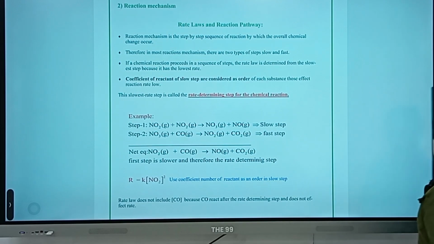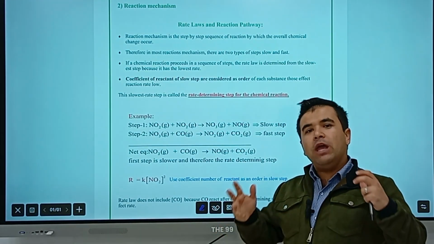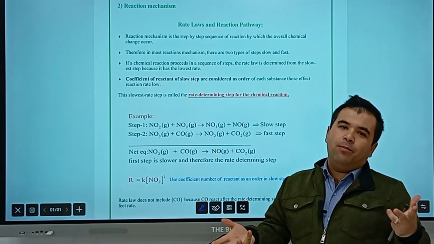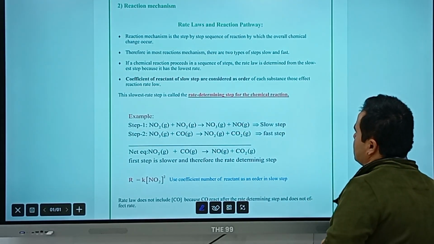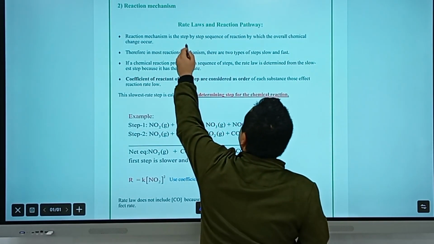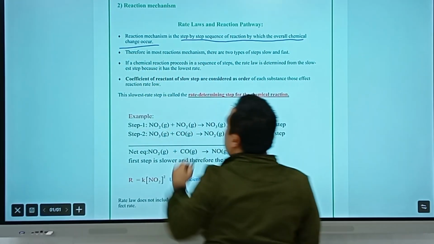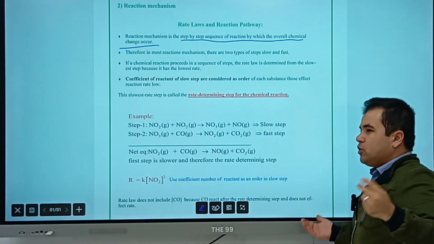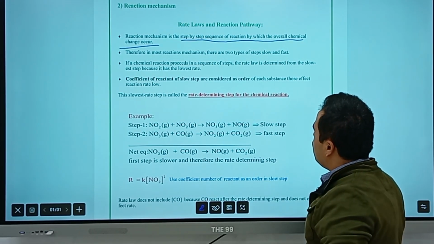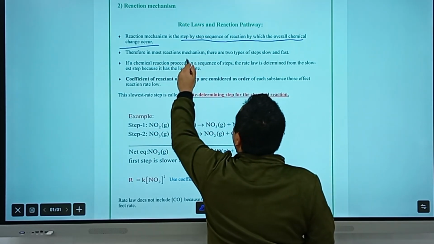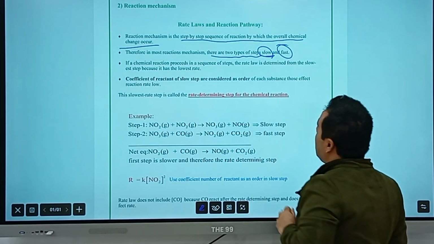The second type of questions, guys, is a reaction mechanism. When we have more than one step, there will be multiple steps. We have to follow the strategy that a reaction mechanism is a step-by-step sequence of reactions by which the overall chemical change occurs. We add them to get the overall reaction. Therefore, in most reaction mechanisms, there are two types of steps, slow and fast.